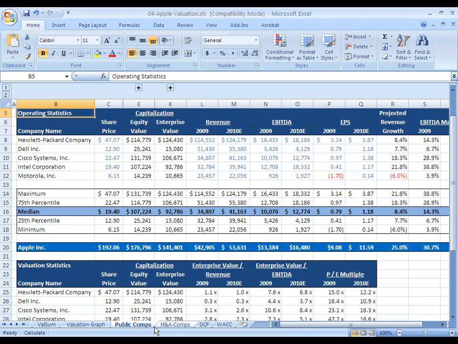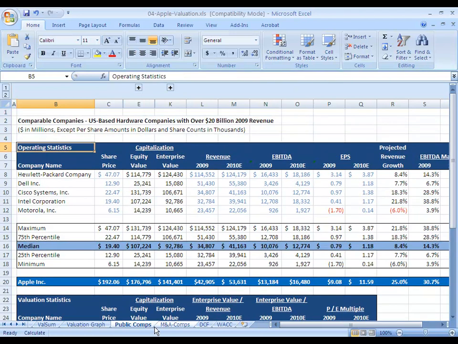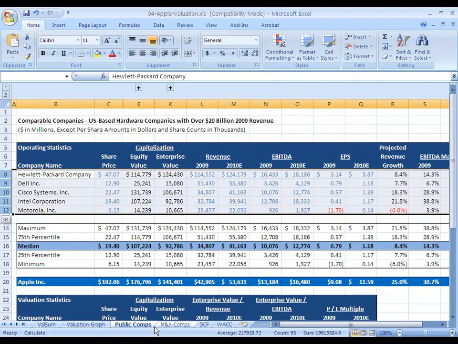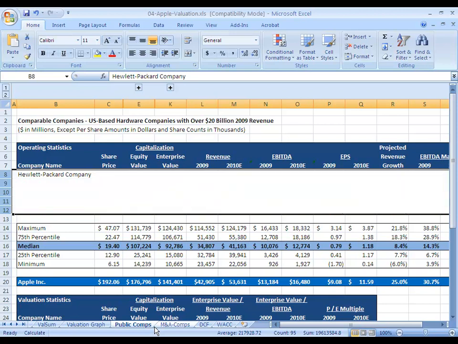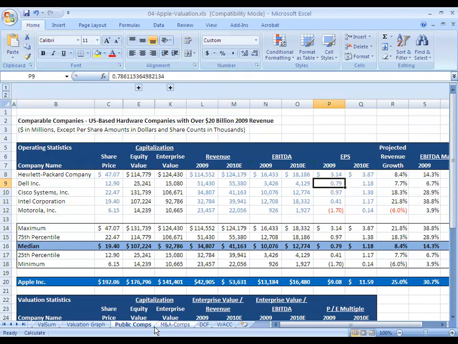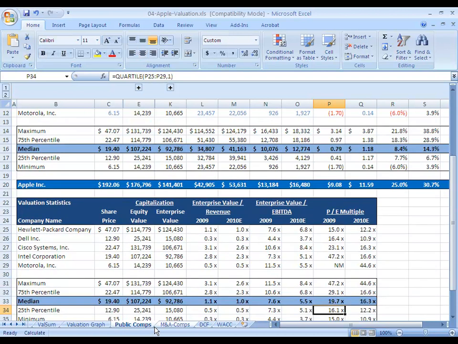You saw that on the public company comparables page, we selected a set of five public companies that were similar to Apple in terms of industry focus and financial criteria, such as revenue, EBITDA, market cap, for example. And then we looked at the appropriate operating metrics and then the valuation multiples, revenue multiples, EBITDA multiples, PE multiples in this case.